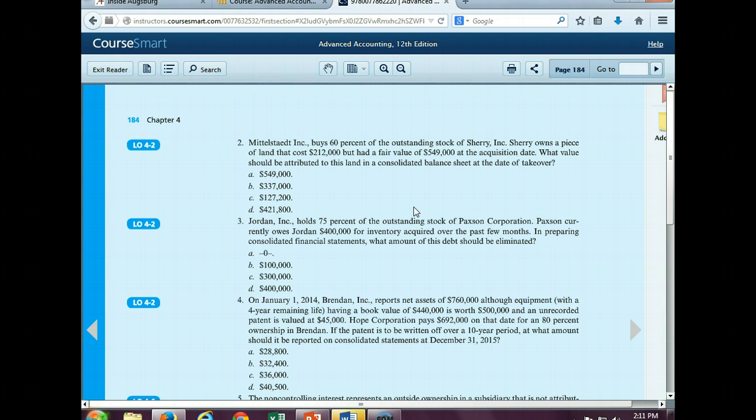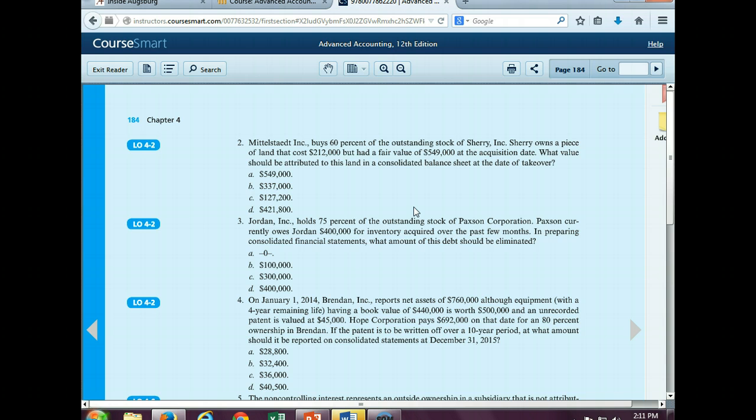Would it be 549? Would it be the 337? Would it be 127 or 421.8? On the balance sheet date, do we include 100% of everything? We do, and we show in the equity section that portion that's non-controlling. Right? Remember how we added everything in its entirety and only took out some amortization or the allocations?